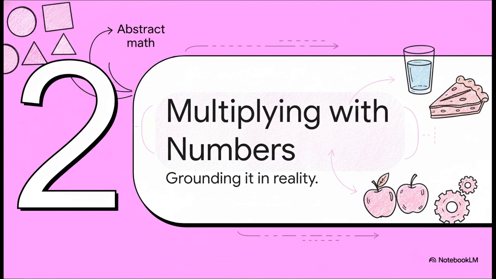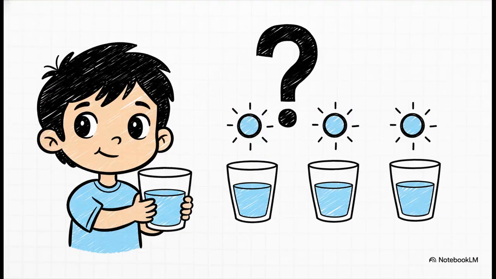Okay, next up, we're multiplying with whole numbers. This is where we take the math off the page and put it into the real world. So, let's put this into a real-world puzzle. Let's say a child drinks half a glass of milk every day for 3 days straight. How much milk did they drink in total? We've got our fraction, 1/2, and our whole number, 3. How do we figure this out?